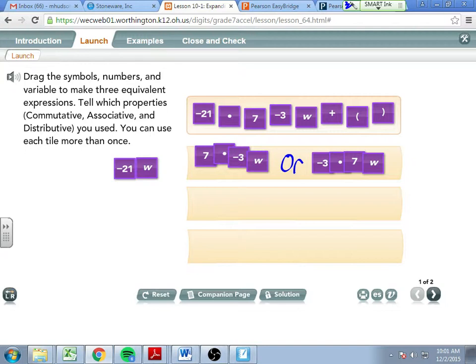Pranav? You could also do open parentheses, 7 times negative 3, close parentheses, and then put the W on the outside. So we could group our multiplication in the parentheses.